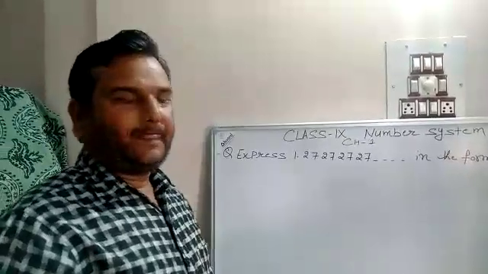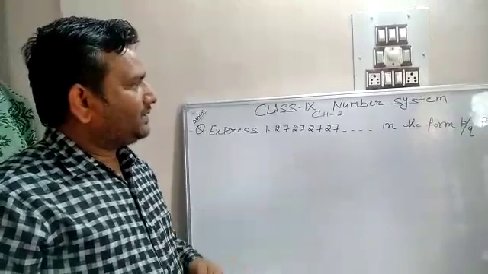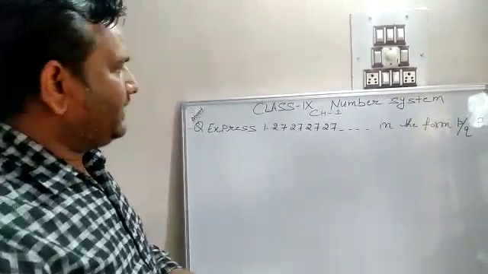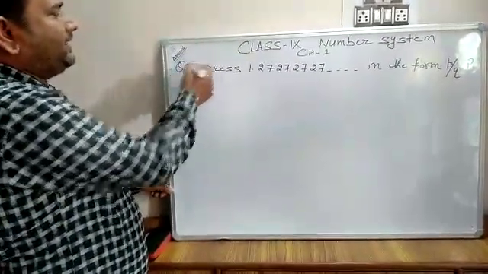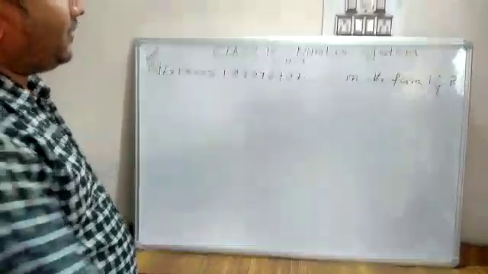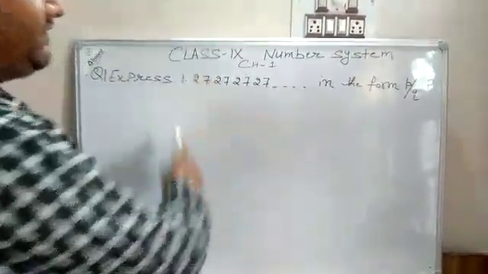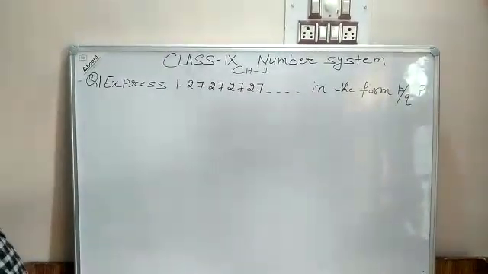Hi everyone, once again we are all here in Number System part 3. Here we solve some questions. Question number 1: express 1.27272727 and so on in the form of P upon Q.